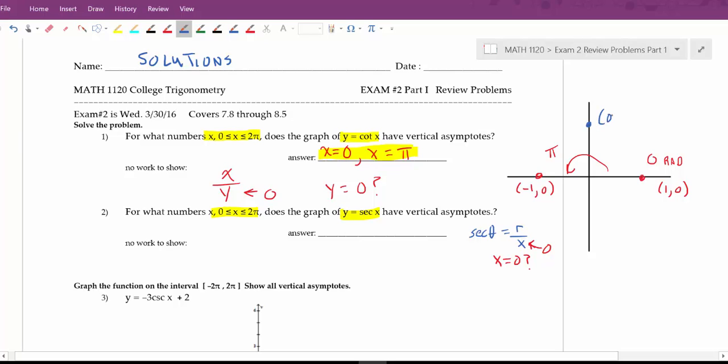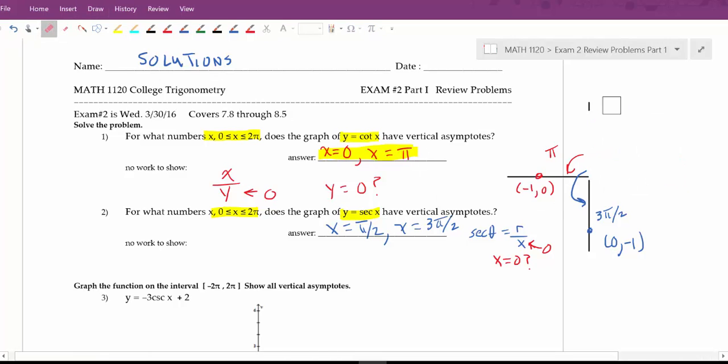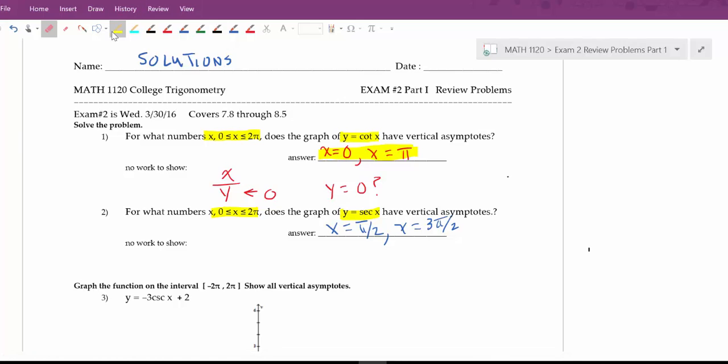At this point, you'd have the point (0, 1), which is pi over 2 radians. And then you would also have this point, which would be the point (0, -1). Again, x is 0, and this one would be at 3 pi over 2. So there would be two places: x equals pi over 2 and x equals 3 pi over 2. The basic idea is, if you're working with a unit circle, you just want to know where things are undefined. You have to know the definitions of the trig functions in order to figure that out.